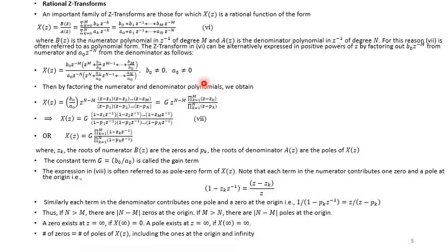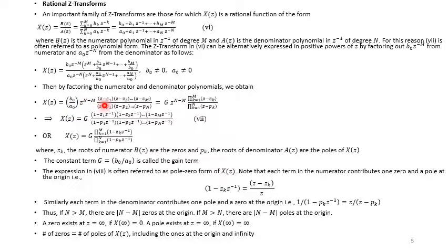Okay, so by factoring the numerator and denominator polynomials, we can easily obtain X(z) equals, because you see this one is divided here, it has power of z to the power minus 1, so if I move it upside, the power will be inverted and it will become z to the power n minus m. And so we have b0 over a0, z to the power n minus m, right?